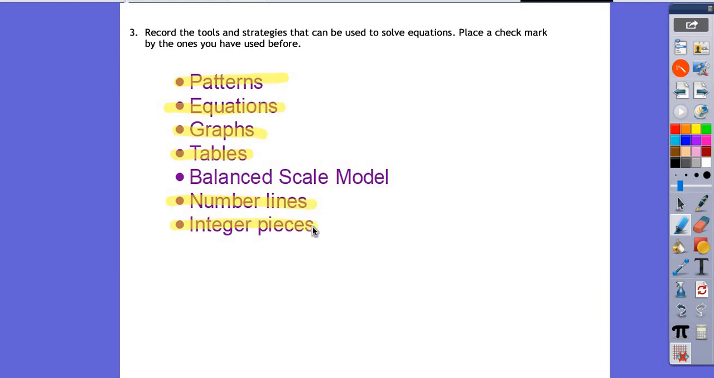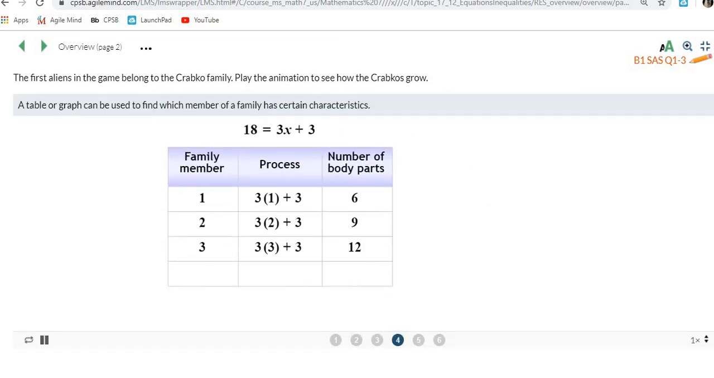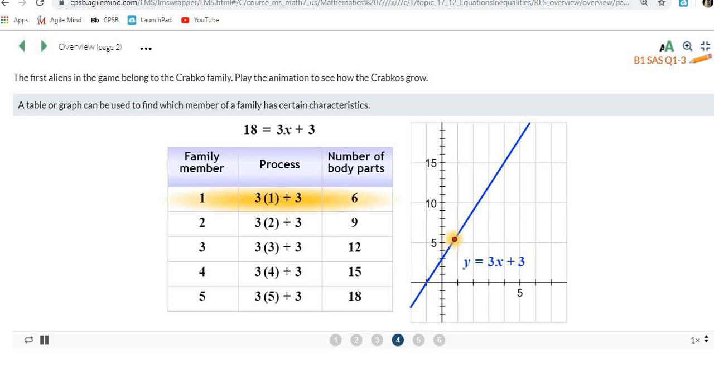So this is basically the whole topic. We're just looking at it all together to answer some questions and look at some differences. The only new thing we're looking at is a balanced scale model. Everything else should be somewhat reviewed. First I want to show you, they're looking at a table. Have we graphed tables? Yes. Have we plotted ordered pairs like they're doing? Yes. So they're looking at all the ordered pairs.